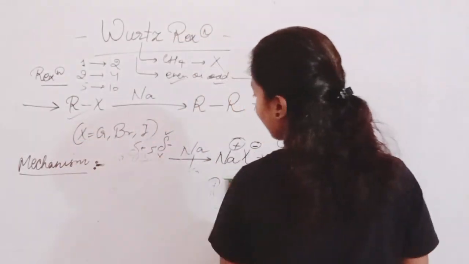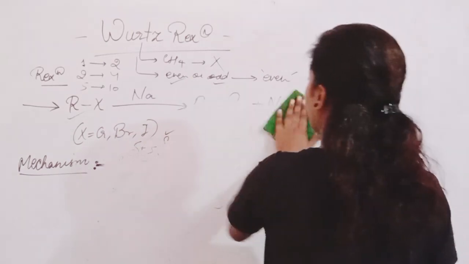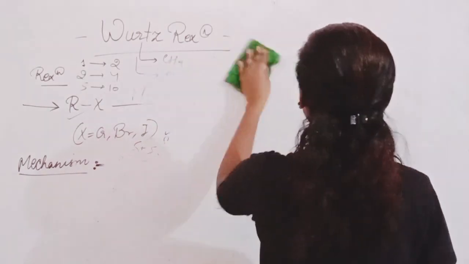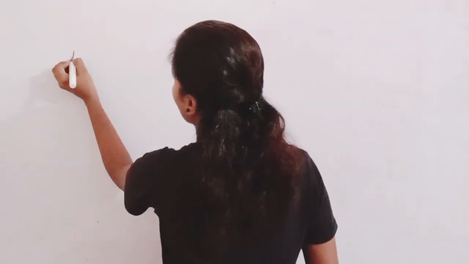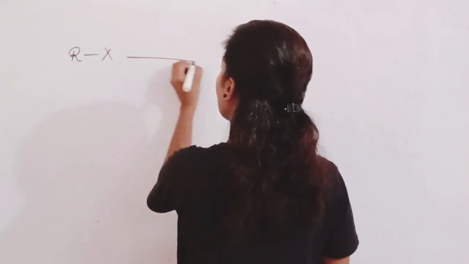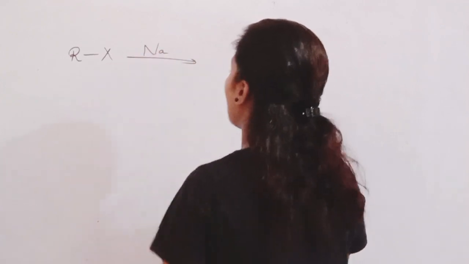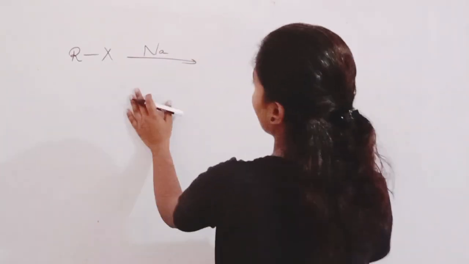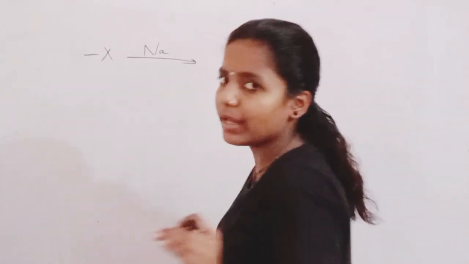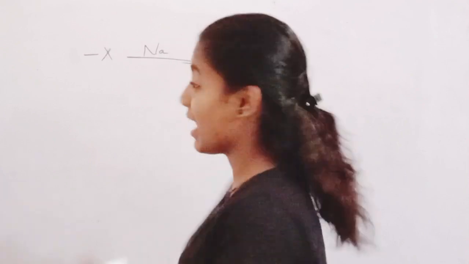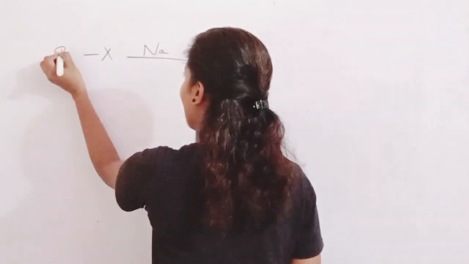Now we are moving ahead with another kind of reaction. I'm not going to tell you the name yet. Focus on what happened here: we were taking R along with halogen, adding Na. Now I want, instead of R, any kind of aromatic compound such as benzene, and here I'm going to add phenyl.